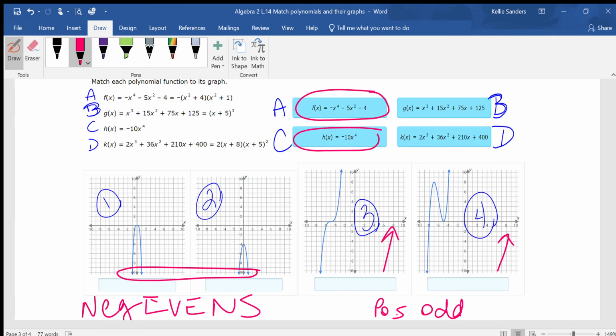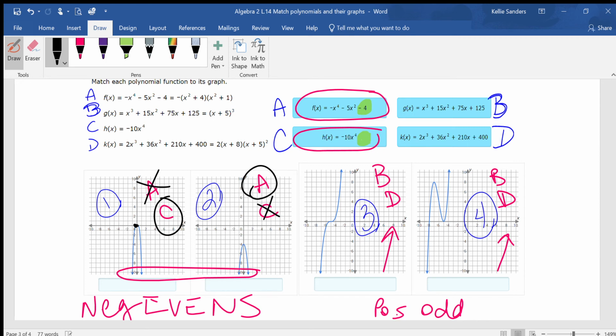So I figured out that this is either A or C, and this is either A or C. So by default, this is either B or D, and this is either B or D. Okay, so I've reduced it down. So I'm going to have to look at something else. This C crosses the y-axis at negative 4. This one crosses at 0, which is going to be C. So if that's C, then this has to be A.